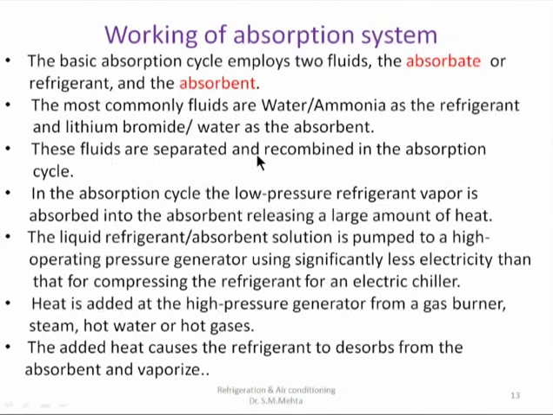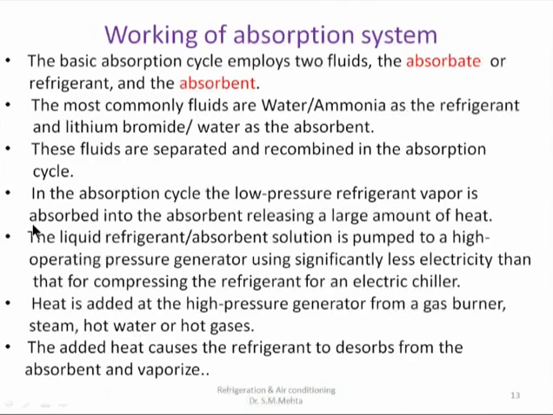These fluids are separated and recombined in the absorption cycle. In the absorption cycle, the low pressure refrigerant vapor is absorbed into the absorbent, releasing a large amount of heat. The liquid refrigerant-absorbent solution is pumped to the high operating pressure generator using significantly less electricity than compressing refrigerant in an electric chiller. Heat is added at the high pressure generator from a gas burner, steam, hot water or hot gases, and the added heat causes the refrigerant to separate from the absorbent and vaporize.